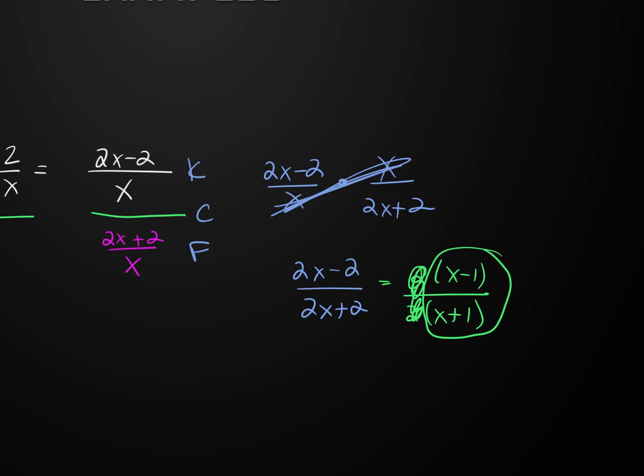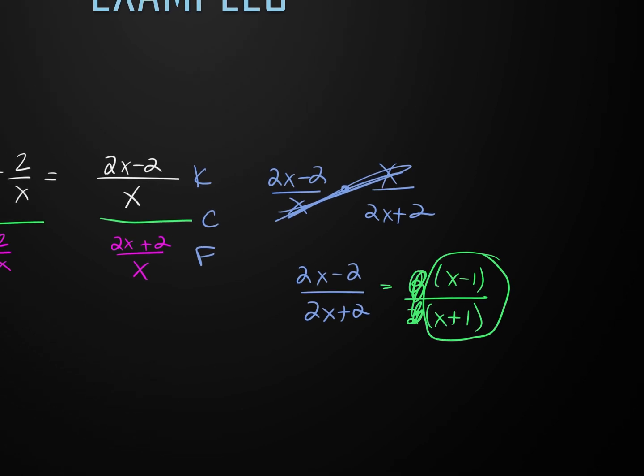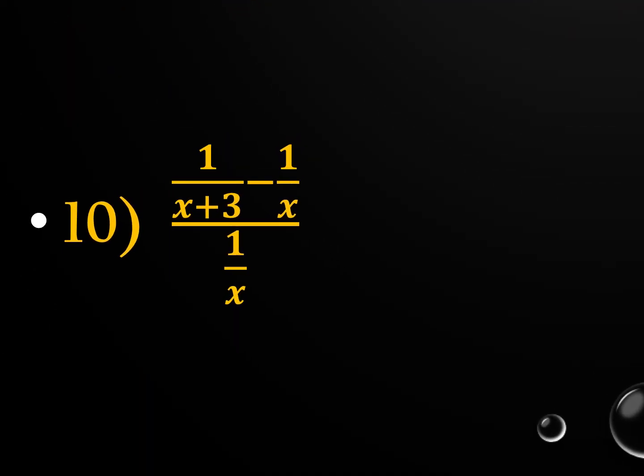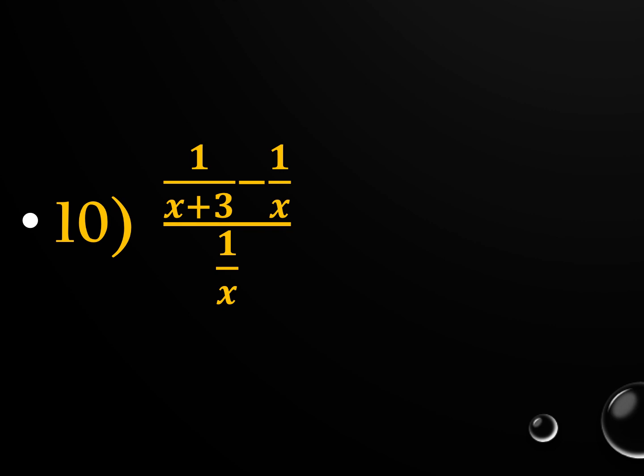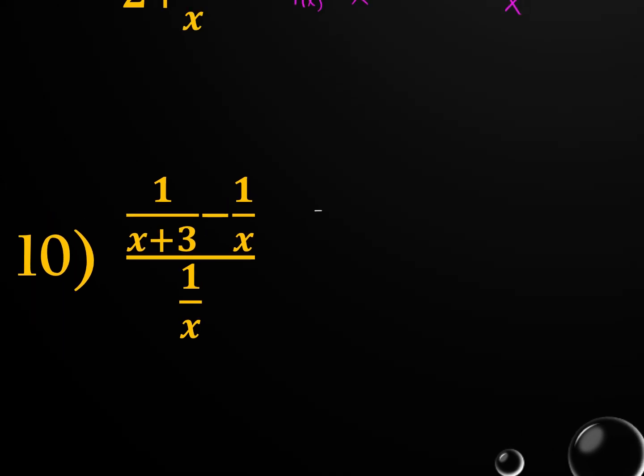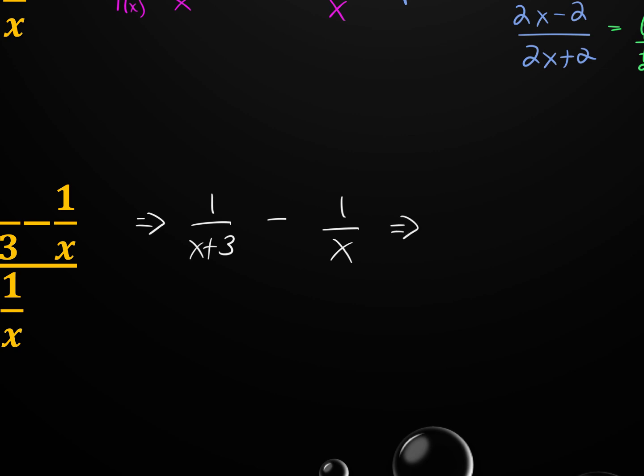All right, let's look at the last one. This one's a little trickier because it's got some subtraction. It looks a little bigger. It's okay, no worries. Take your time. Let's focus on just my numerator. That's all I care about right now. So I have 1 over x plus 3 minus 1 over x. What is my common denominator going to be between x and x plus 3? X times x plus 3.